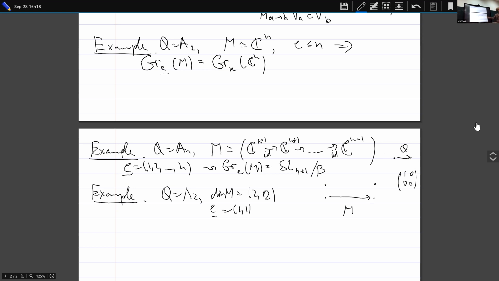Yes, so this is clear what the picture was. These are not to be confused: this is the quiver itself, and this is the picture for the module. And then E is (1, 1). So we are looking at a one-dimensional space here, and this one-dimensional space is mapped to this one-dimensional space.